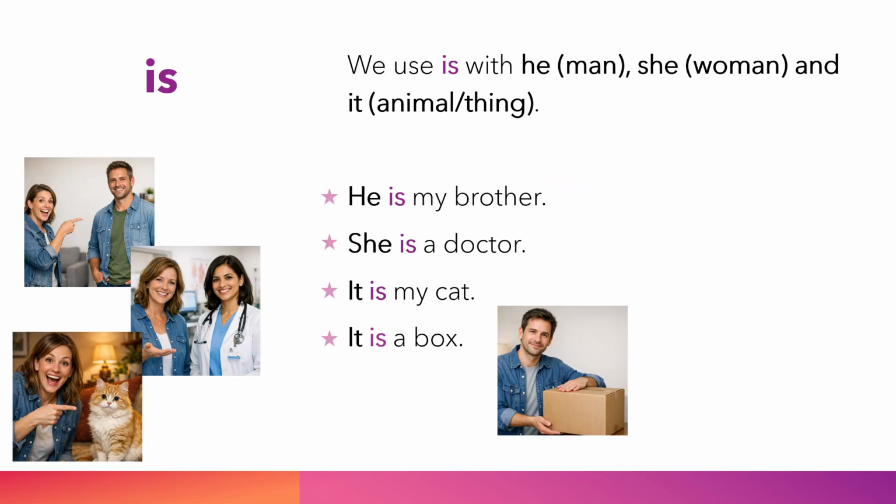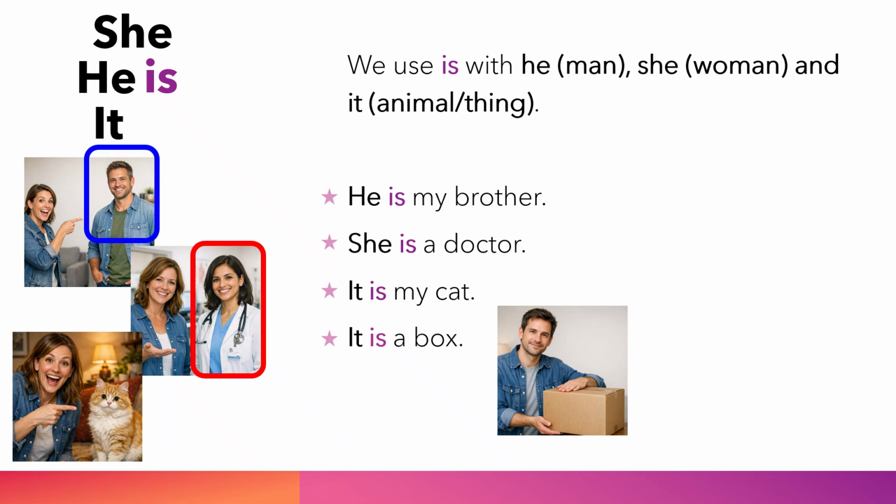We use is with he, she, it, or when we talk about a man, a woman, or an animal, or a thing. He is my brother. She is a doctor. It is my cat. It is a box.